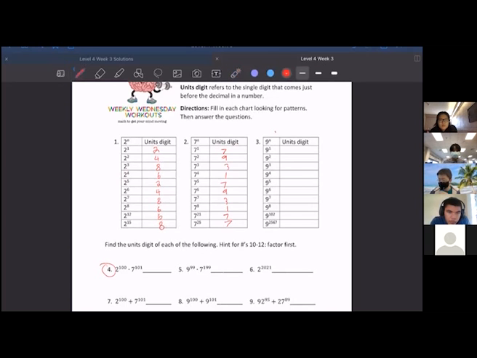So let's look at the exponents here. So 2 to the 100th. Do you know if 100 is divisible by 4?